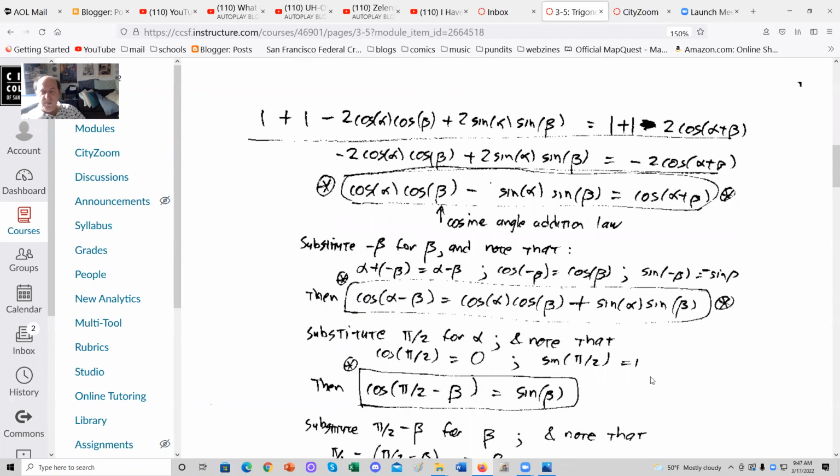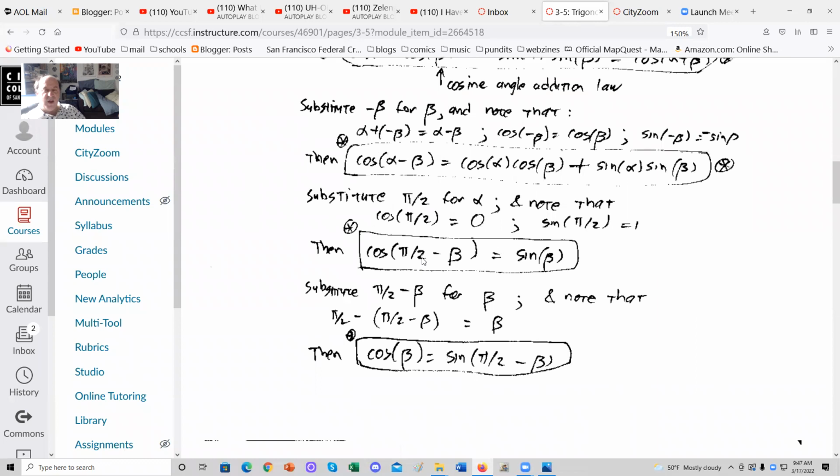Okay. Now, if in particular we substitute pi halves for alpha, the cosine of pi halves is 0, and sine of pi halves is 1. Then this will be cosine of pi halves minus beta. This term cancels out. This term just becomes cosine of beta. Well, what do you know? Cosine of a complement equals sine of the angle. You mentioned this before. And if we substitute pi halves minus beta where beta is, and since pi halves minus beta is beta, then we'll get cosine of beta equals sine of pi halves minus beta.